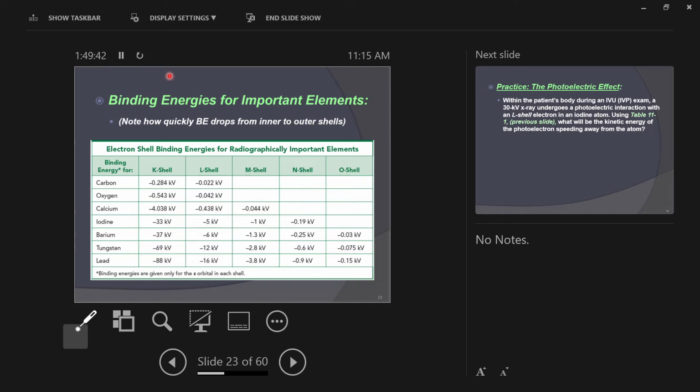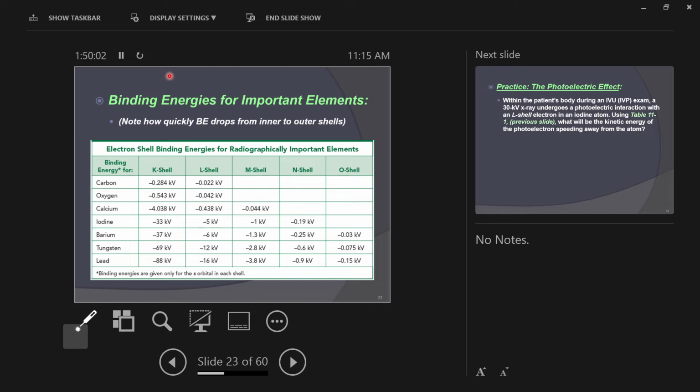Now look down here. Look at tungsten. It takes 69 keV at least to eject the K shell electrons in tungsten. They're held tighter in place because tungsten's nucleus is so much bigger. Okay, lead is even heavier.